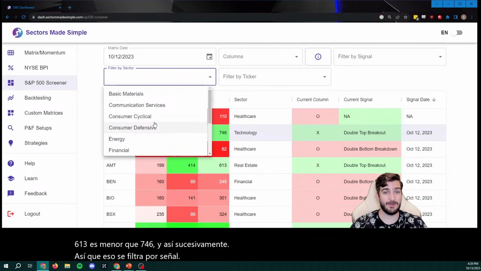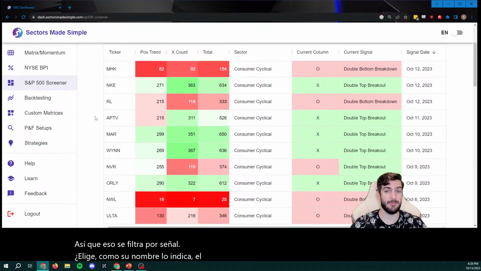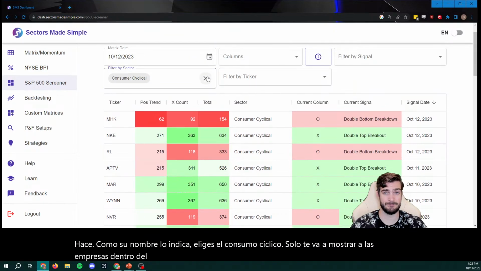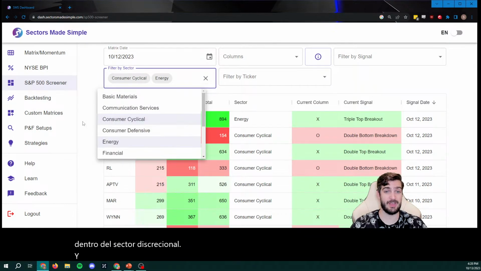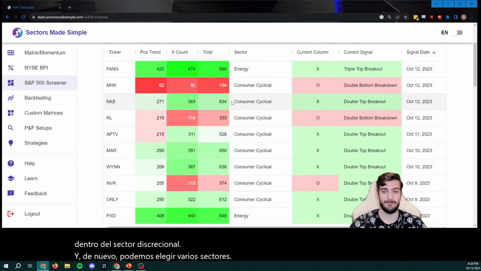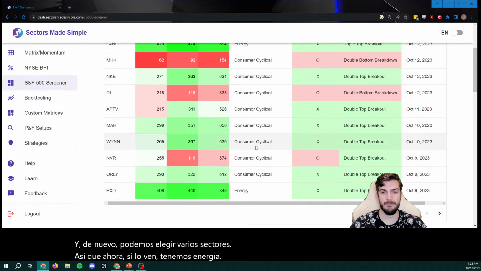Filter by sector does as its name implies. You choose consumer cyclical, it's only going to show you companies within the discretionary sector. And again, we can choose multiple sectors. So now, you'll see we have energy, cyclical, a bunch of cyclical, back down to energy again.